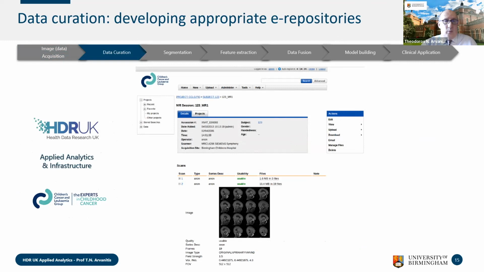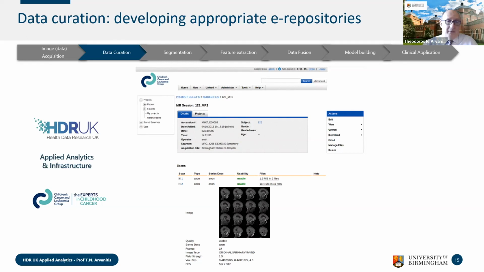And of course, with the CCLG, the Children's Cancer and Leukemia Group, and the support of HDI UK, we have developed a large repository. Now it's the largest in the UK that has about 600 cases, or 600 patients with different cases of brain tumors. And this is a repository that is comparable to repositories internationally.